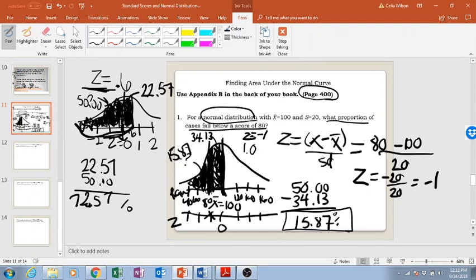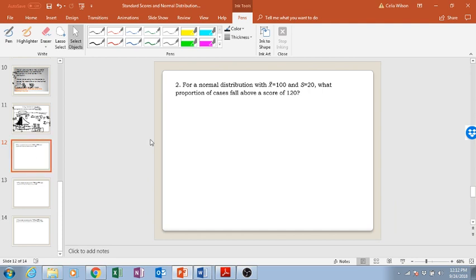Let's do a couple more. All right, in this case, for a normal distribution with a mean of 100, standard deviation of 20, what proportion of cases fall above a score of 120? All right, so let's look at it and see here. They want above 120. So we're starting with the same idea. And this time I'm going to start with my 2 lines because I know I'm going to have this raw score and I'm also going to have my z-score. And I know my 2 means. This is 100.